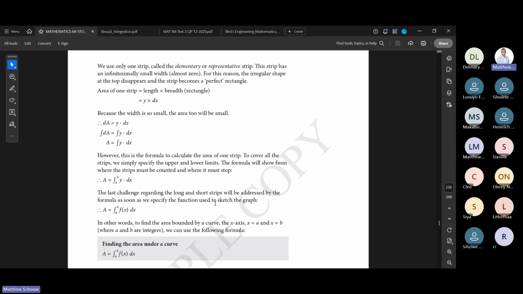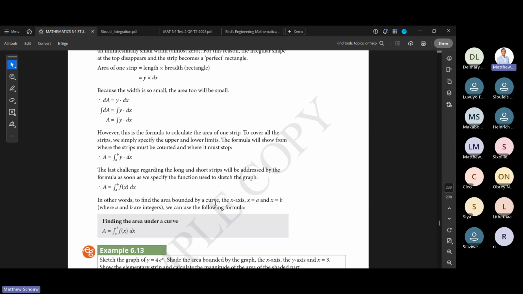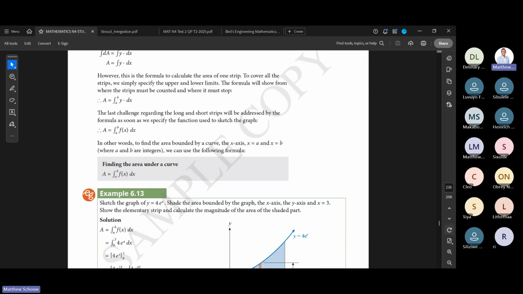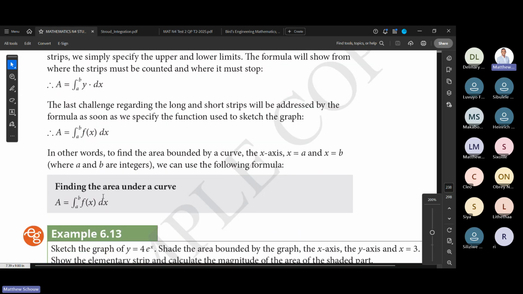And here they basically explain what the area of one strip is and so on. But I mean, I don't have time for that now. We have to get to what it is. So what is key is that finding the area under one curve is simple. As you can see, it looks exactly like a definite integral.